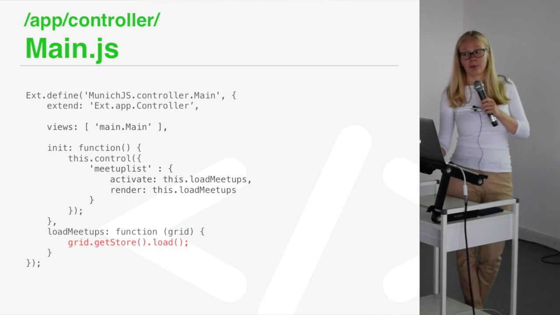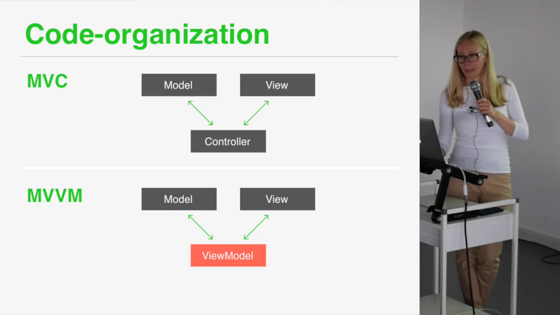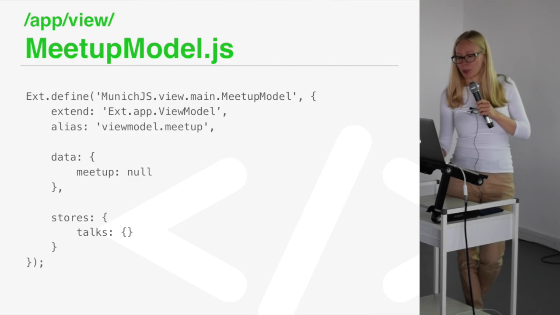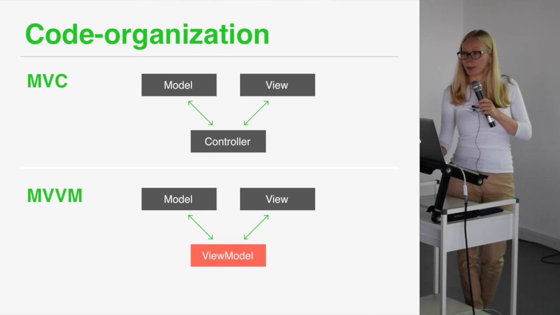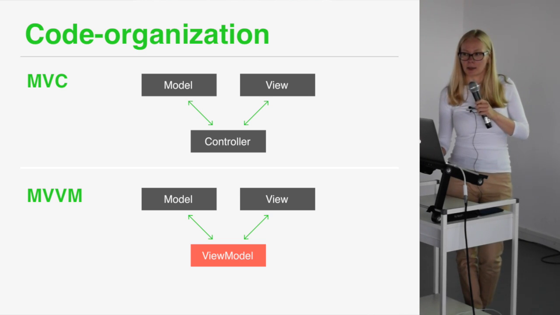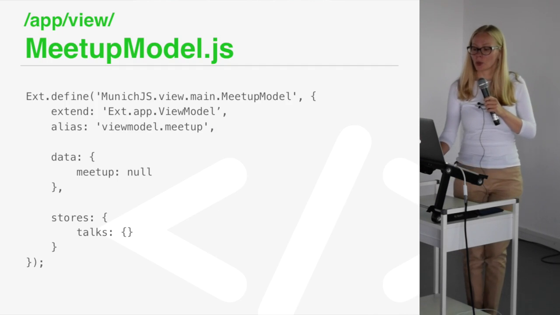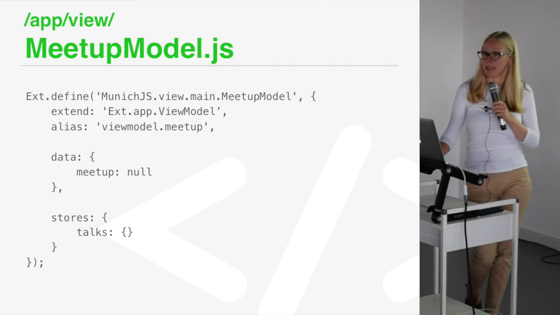Okay, the last part is the MVVM pattern, the view model. View model just automates the connection between model and view and is used for data binding. For our application, our model contains a list of meetups, and for showing meetup details in the agenda view, we need only one meetup. So our view model will contain a reference to the selected meetup record and a list of the talk store of this meetup.